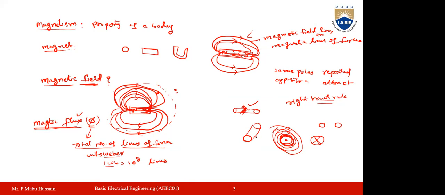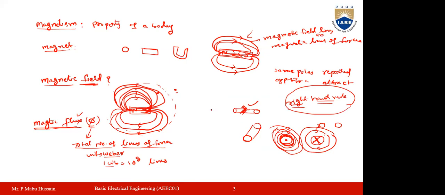Now if it is a cross, in the sense that the direction of current is inside the paper or away from the observer, that means if you take your right hand thumb inside the paper, the curled fingers will represent the direction of magnetic flux. That means the direction will be in this direction. So the direction of the magnetic field will be given by this right hand rule. Whenever current flows through a conductor, magnetic flux or a magnetic field will be developed, and that direction is given by this right hand rule.